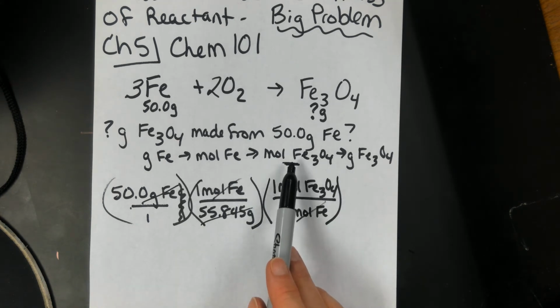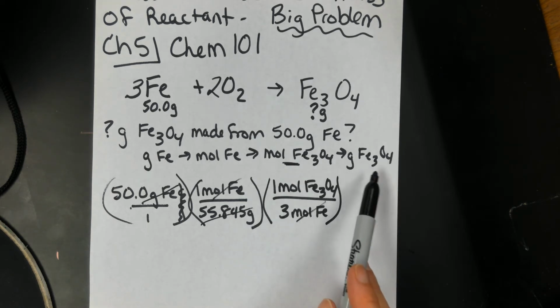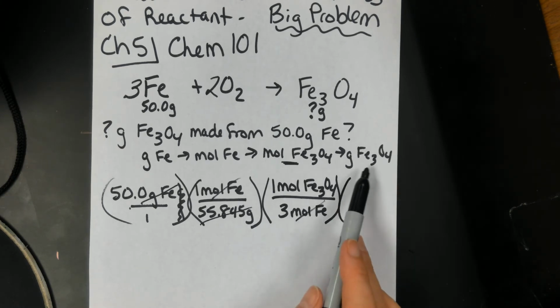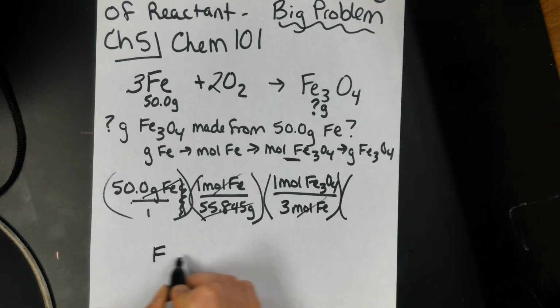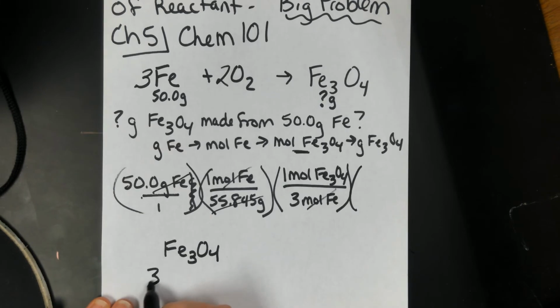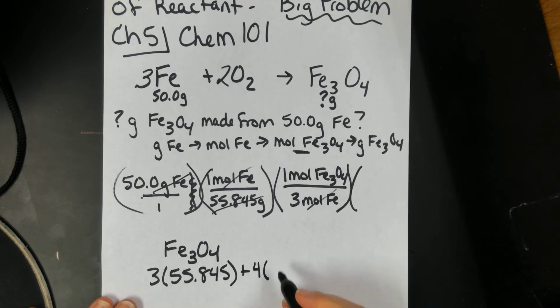Now we have one last step. It did not ask for moles of iron oxide, it asked for grams of it. So what I'm going to have to do now is turn it into grams. How do I go from moles to grams? The molar mass. So I'm going to do that here on the side. Fe3O4: I have 3 Fe, and they each weigh 55.845. And I have 4 oxygens, and they weigh 15.999.